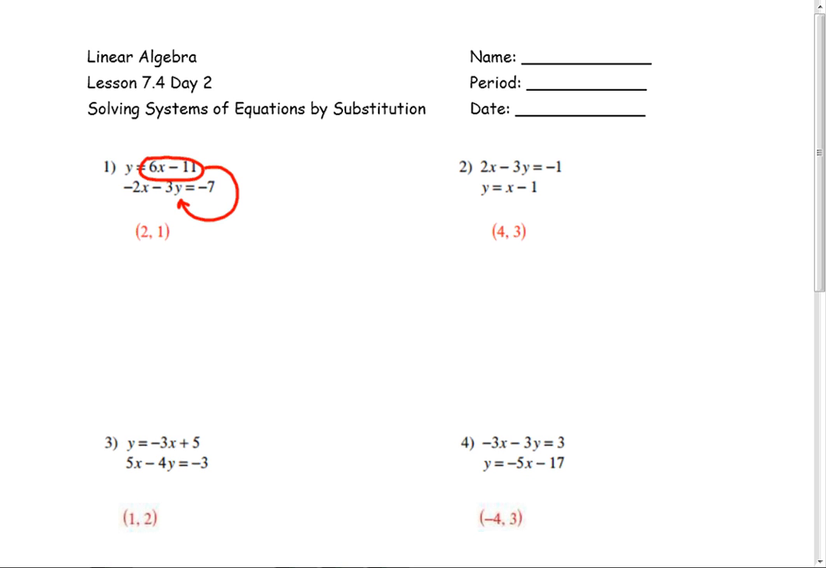Gabe, put your phone down, please. Yes, I'm going to substitute this y, and you must use parentheses. If you don't use parentheses, Michael, you're not going to get the right answer. Anytime you substitute, you must always use parentheses. So this is going to be 6x minus 11. No, equals negative 7. You should have that, all of you should have that written down.